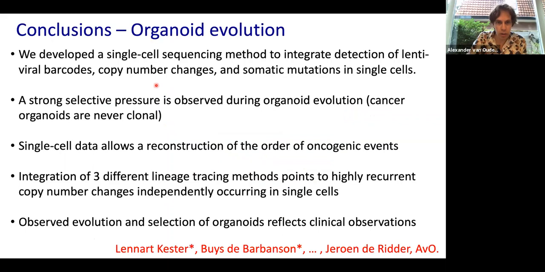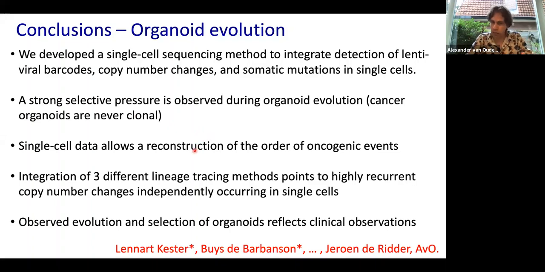So let me conclude. We developed a single cell DNA sequencing technology that can read out the copy numbers, the somatic mutations, and also this viral barcode that we introduced at the beginning of the experiment. We see there is quite a bit of selection during this culturing, so that we start with a very heterogeneously labeled population that ends up with only 5 or 6 clones after 25 weeks. This is important for organoid people that think about clonality within these systems. I think they're almost never clonal.